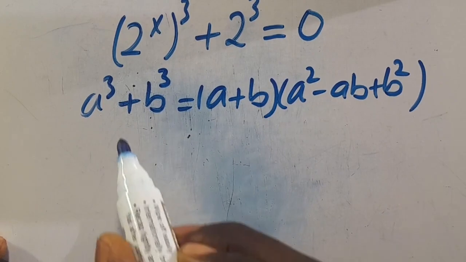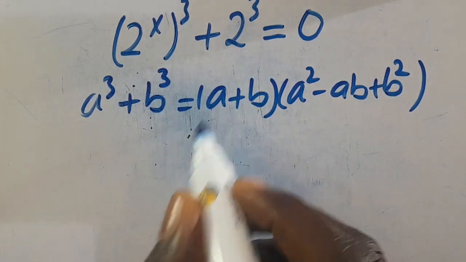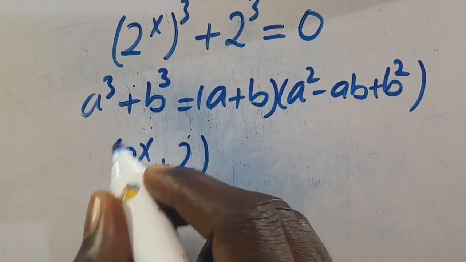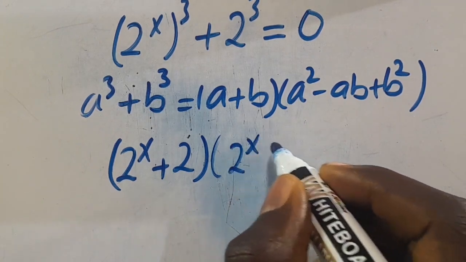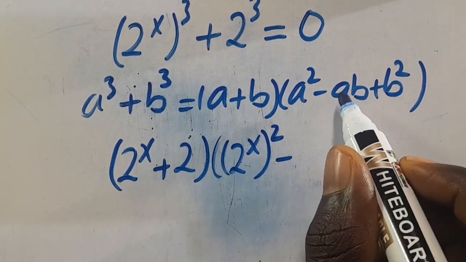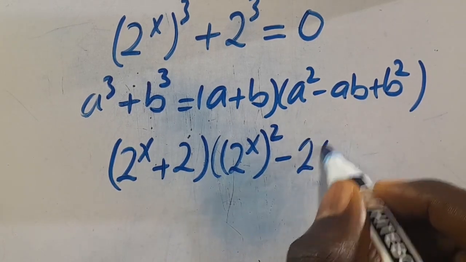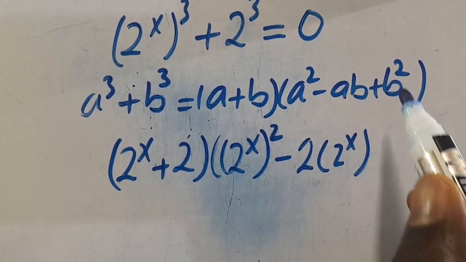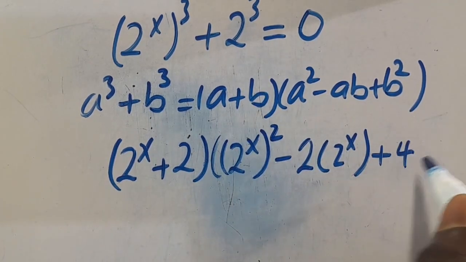So from here, we have our a to be equal to 2 to the power of x, our b to be equal to 2. So we have here 2 to the power of x plus 2. Then again, multiply by 2 to the power of x, all in parentheses, to the power of 2, minus a times b, where a is 2 to the power of x and b is 2. So we have 2 times 2 to the power of x. Then we have b squared, which will be 2 squared, here will be 4.